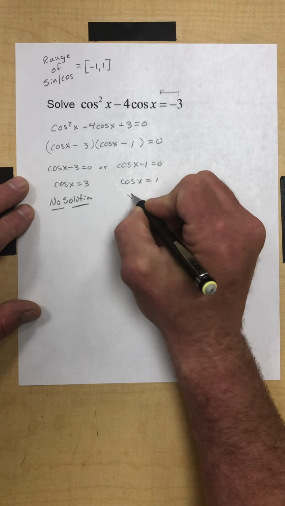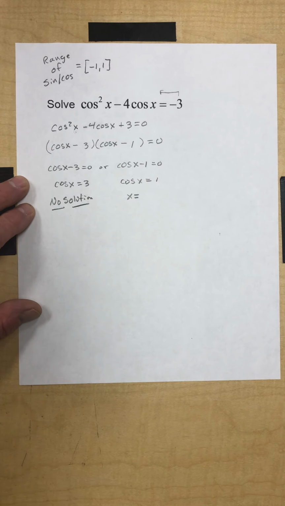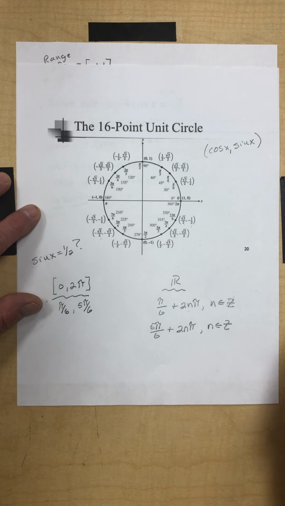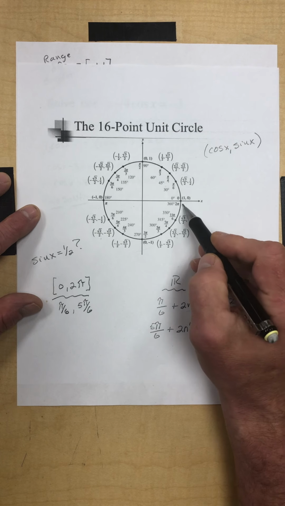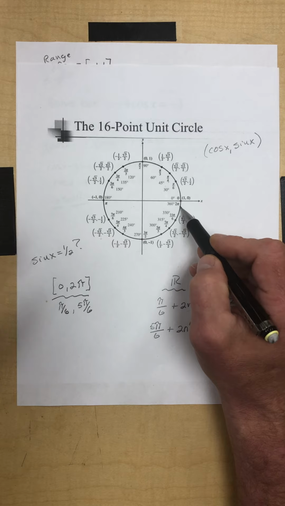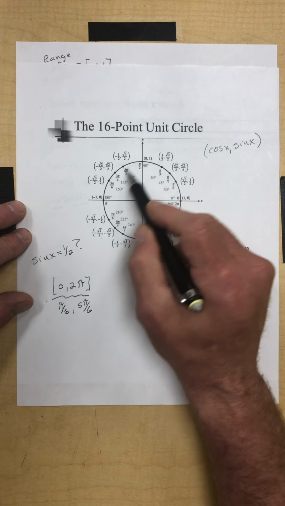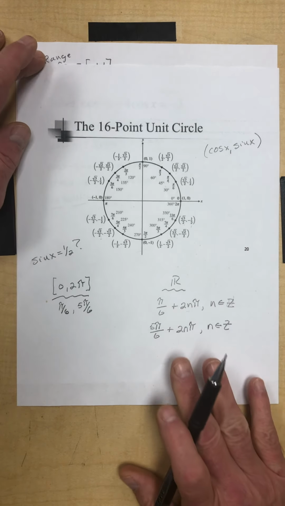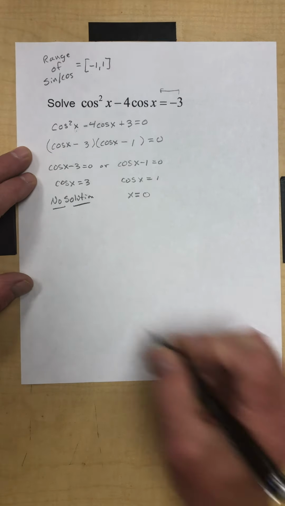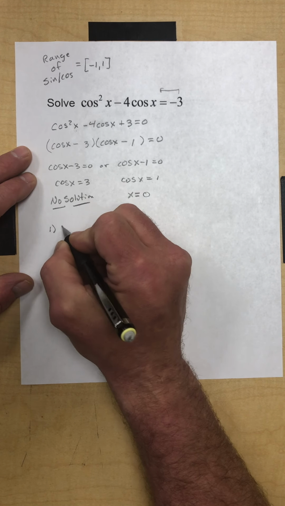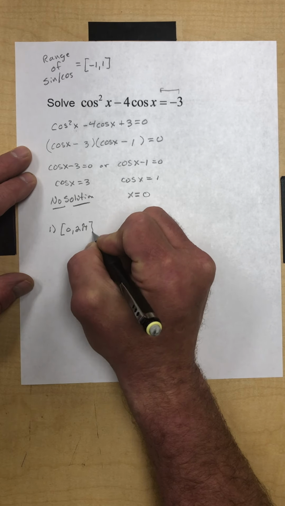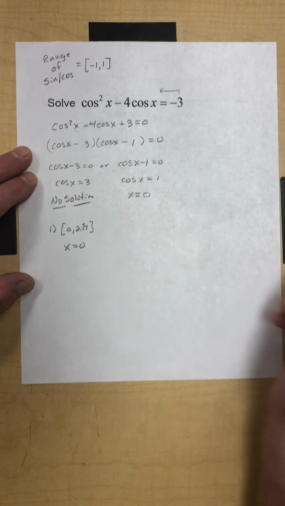Okay, so when is cosine of x equal to 1? Well, we go to our unit circle. When is the x-coordinate equal to 1? Because obviously cosine is the x-coordinate. That happens at 0 or 2 pi. Just a matter of what you want to call it, 0 or 2 pi. But it doesn't happen anywhere else all the way around. So we only have one solution, x equals 0. On our single period from 0 to 2 pi, we have one solution, x equals 0.